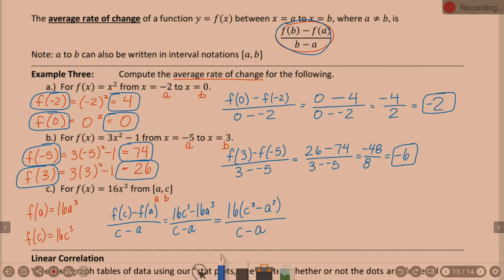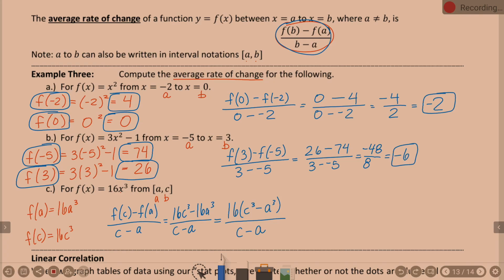Now, there's a right way and a wrong way to continue. The wrong way is what I know most of you want to do right now: cancel a c and cancel an a and say that's c squared minus a squared. That's the wrong way. Remember, terms that are added and subtracted, like c minus a in the denominator, you can't cancel just a c or just an a. You have to cancel a whole factor, and that factor would be c minus a. On top, you could cancel a 16, or you could cancel a c cubed minus a cubed, but that's my only option at this exact moment.